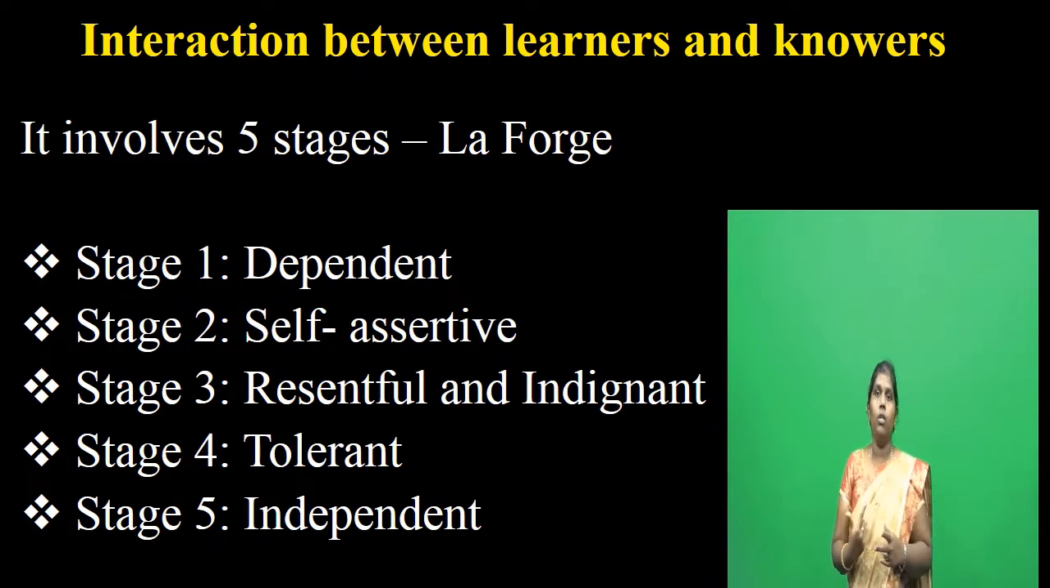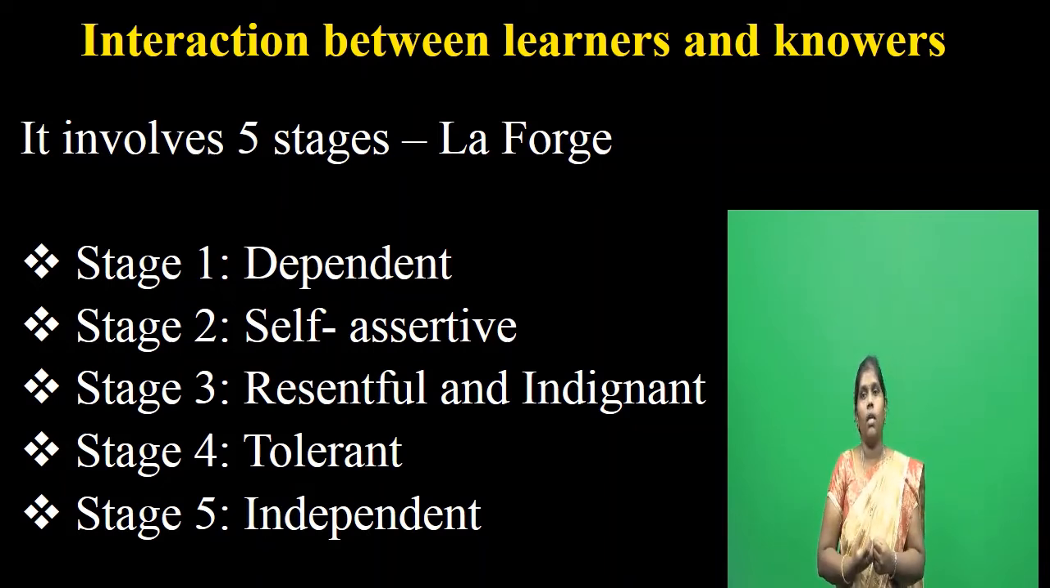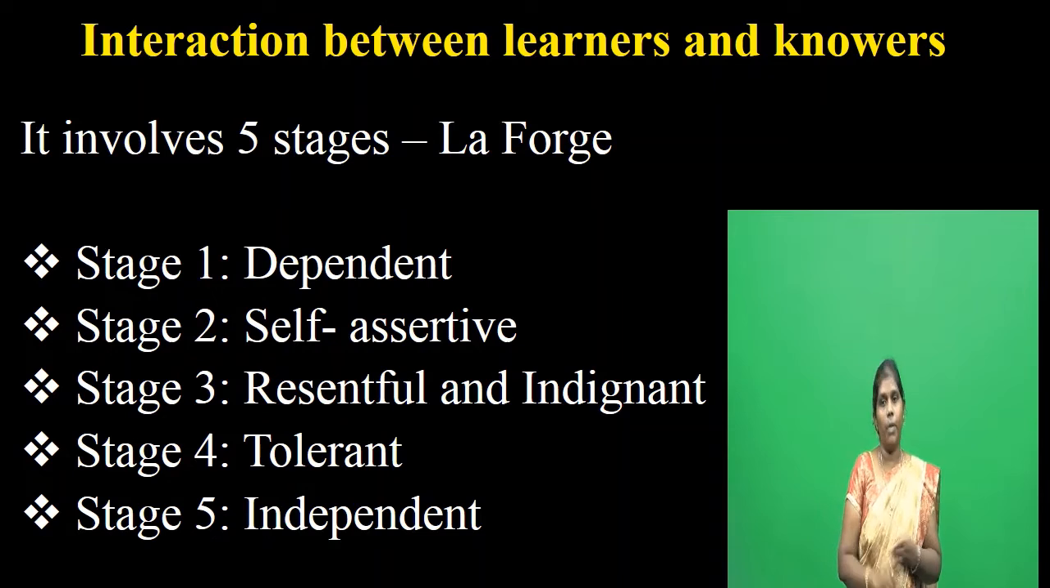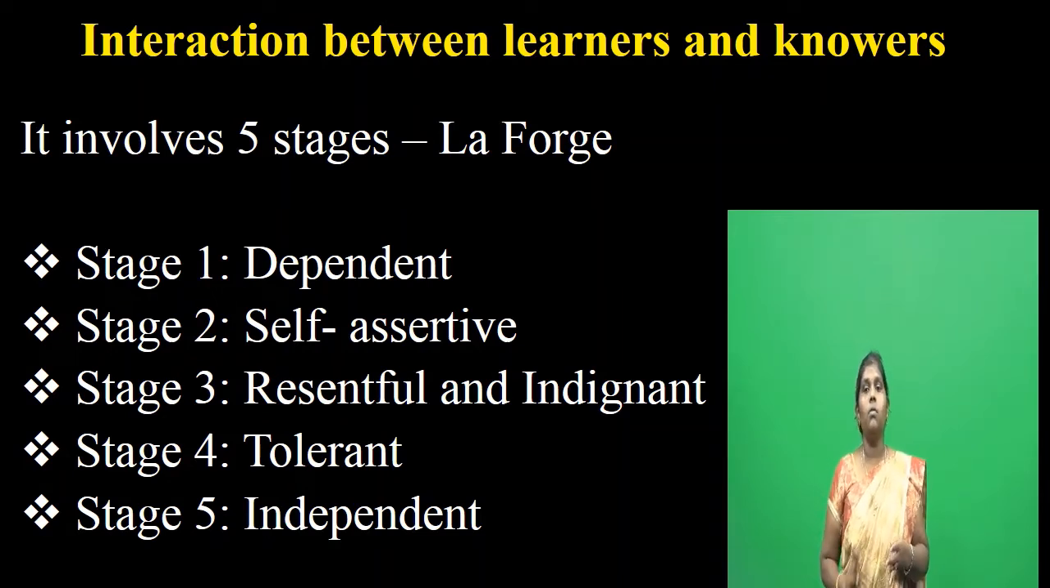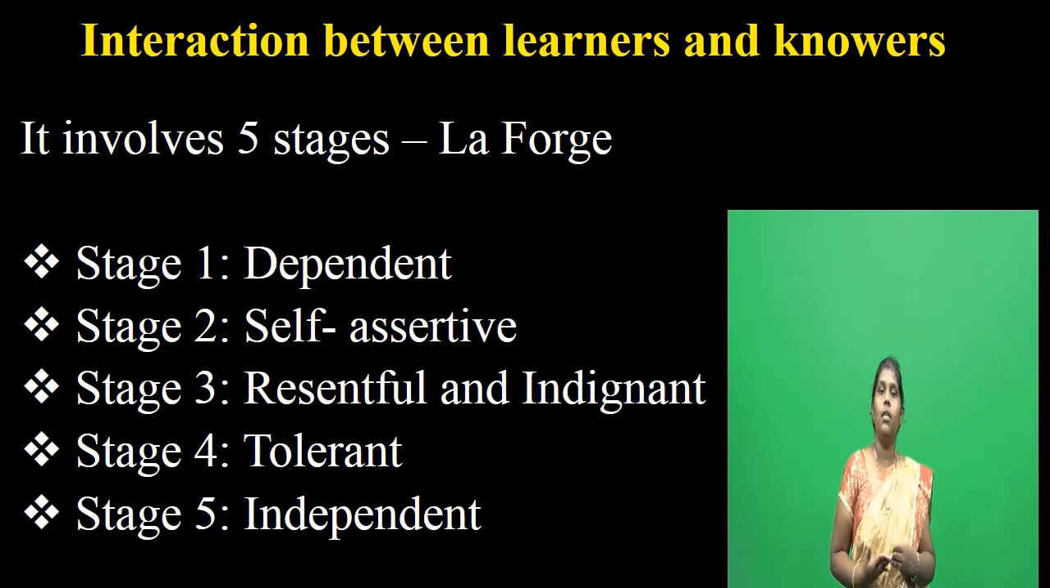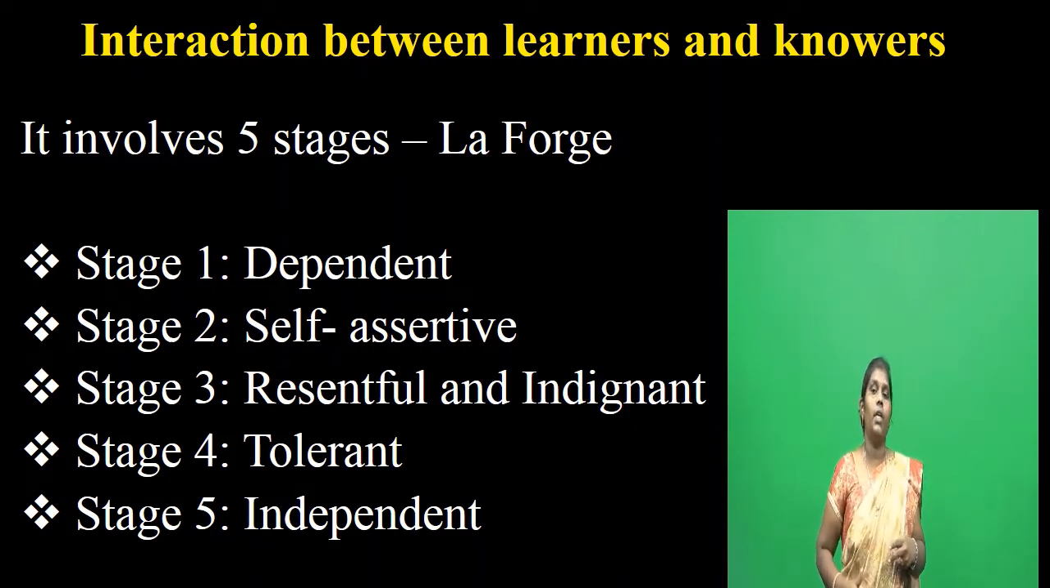So here, on the basis of two kinds of interaction, the second one we are going to focus on is the interaction between the learners and the knowers. Based on this interaction, we have 5 stages, and Laforge has given these 5 stages. Stage 1 is dependent, stage 2 is self-assertive, stage 3 is resentful or indignant, stage 4 is tolerant, and stage 5 is independent. In the beginning of the interaction between the teacher and the learner, in the first stage, the learners will be too dependent on the teacher because the student doesn't know the language. So the student should absolutely depend on the teacher.